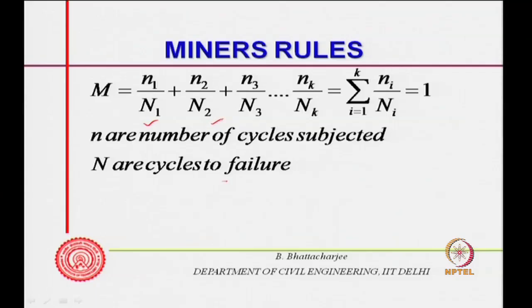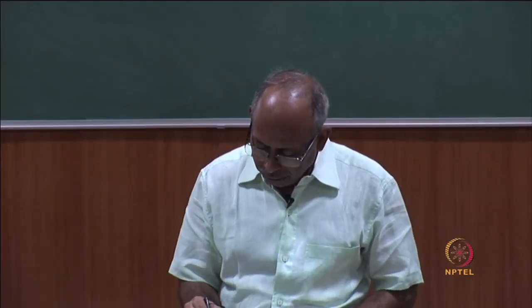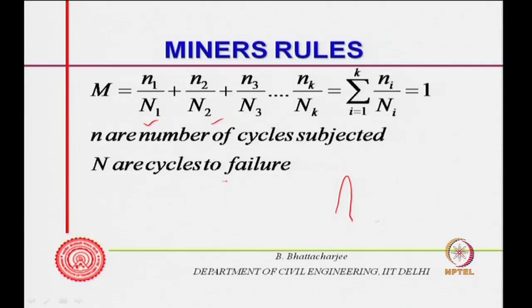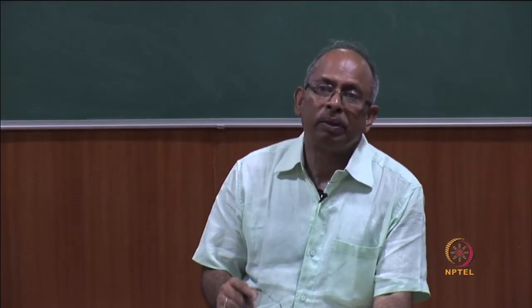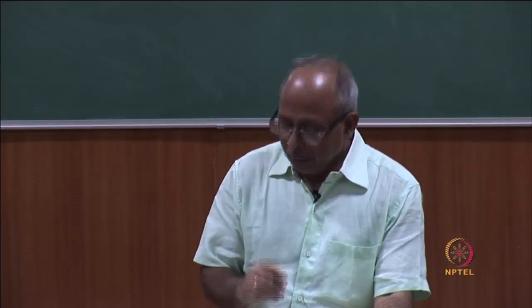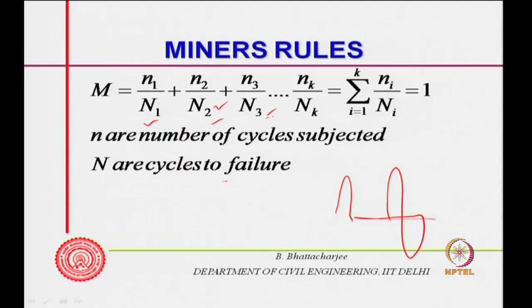And N2 is the number of cycles to failure in another stress regime. In the first one, I am going to some level of stress and coming back. In the second one, possibly I am going to compression and so on. So the regime could be different, and it requires N2 to failure, N3 similarly for another regime of stress cycle. The amplitude of the stress could be different, the time period could be different, and corresponding to that is the failure.